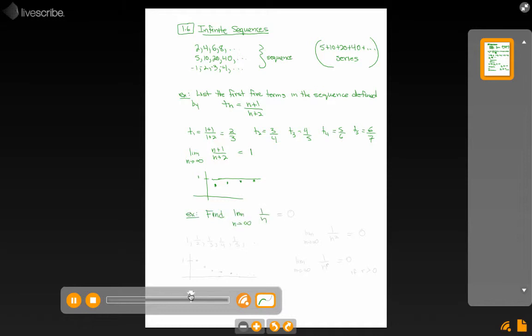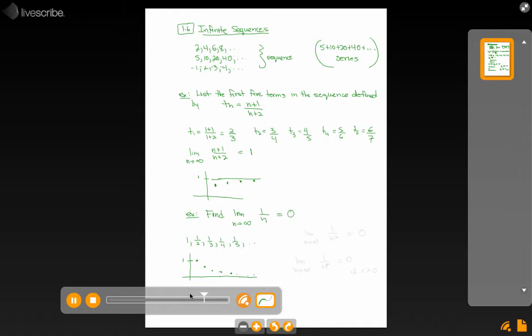Next infinite sequence asks us to find the limit as n goes to infinity of 1 over n. So if I looked at the terms here, the first term would be 1, the next one would be 1 over 2, 1 over 3, 1 over 4, 1 over 5, etc. Looking at those again graphically, if I draw a little picture, I've got 1, 1/2, 1/3, 1/4, 1/5. And these numbers do get smaller and smaller and smaller, but they don't decrease without bound. They basically are heading closer and closer to 0.